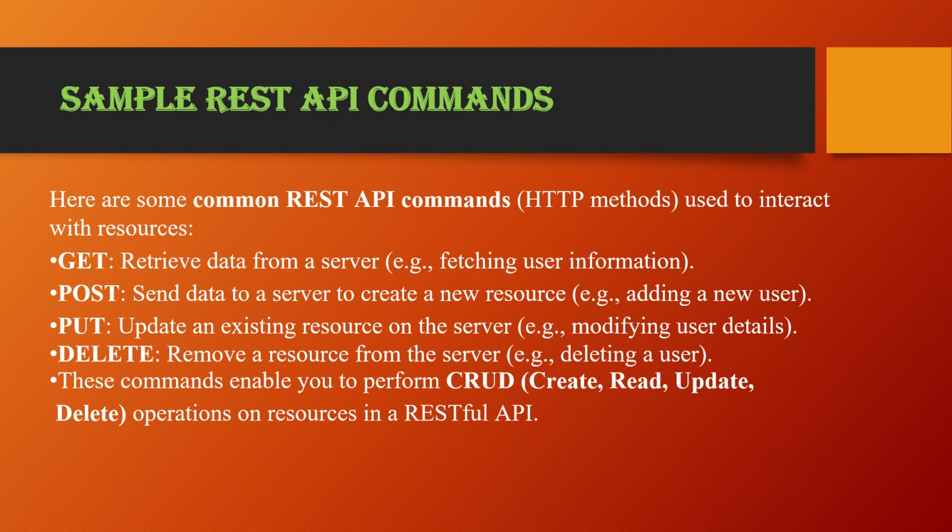So, for example, here are sample REST API commands that are used to interact with your various resources, starting with a GET to retrieve data from the server, a POST to send data to a server, a PUT to update an existing resource, and a DELETE to remove a resource from the server. With these commands, you can perform CRUD, which is create, read, update, and delete operations in a RESTful API. If you notice what's missing, none of these is about the information component.